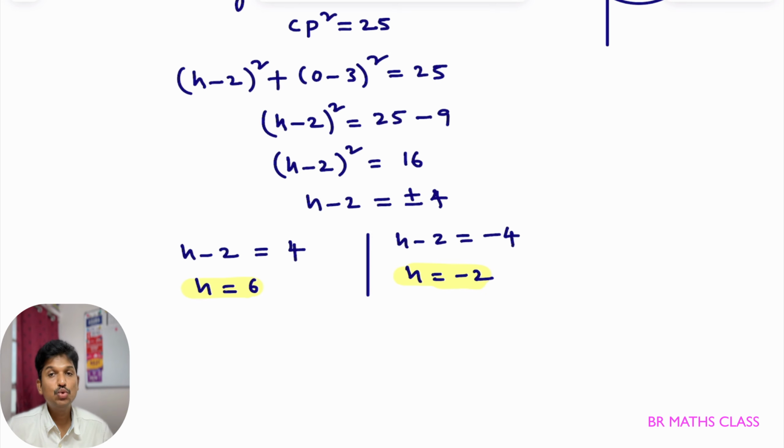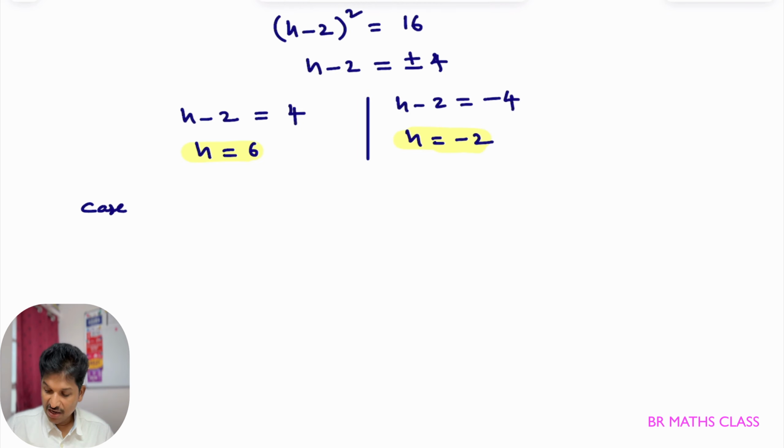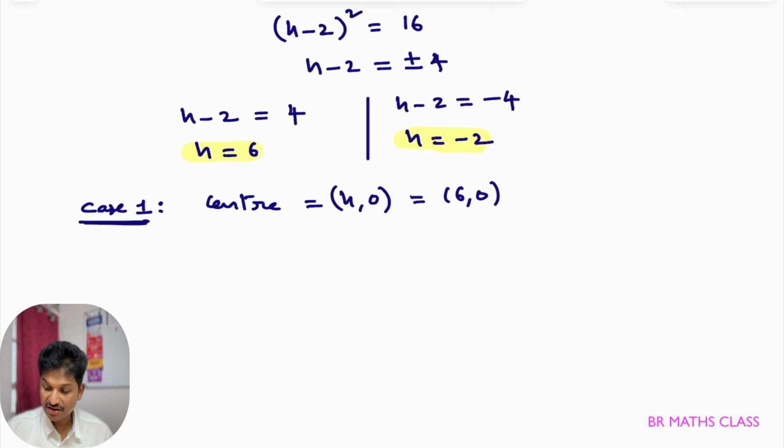That means two circles are possible which pass through the point 2 comma 3, whose center lies on the x-axis and whose radius is 5 units. Now I divide this problem into two cases. Case 1, center. What is actually the center? Center is h comma 0. Here you got h as 6, so the center is 6 comma 0.